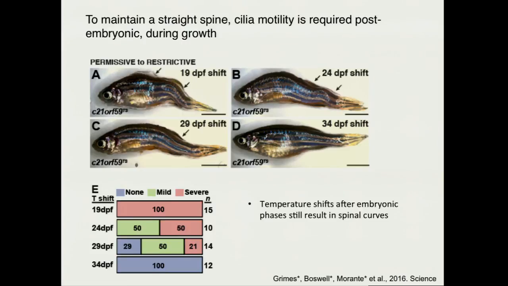However, this window doesn't go on forever. So you can see in panel D that if we wait until 34 days post-fertilization to shift the temperature, the fish don't tend to develop scoliosis, even though we then keep them for several months at the restrictive temperature. So to us, this suggests there's a defined window when cilia motility is required. It's between about 3 and 5 or 6 weeks, when if you lose cilia motility, your spines begin to curve. So interestingly, at least in our system, this is a period of very rapid growth for the fish. So perhaps, again, it's similar to the human condition.